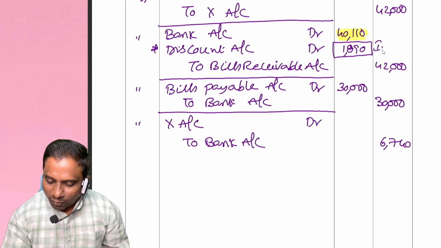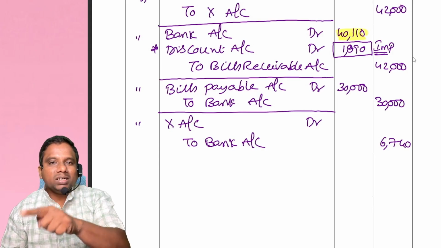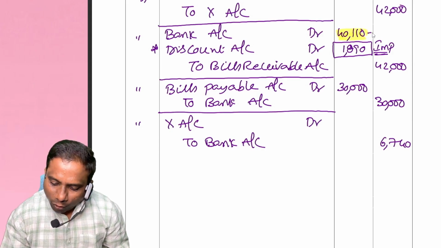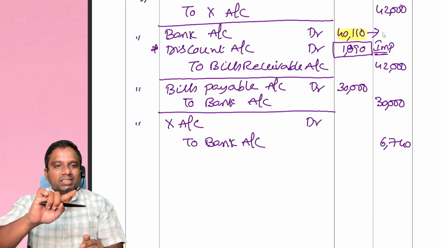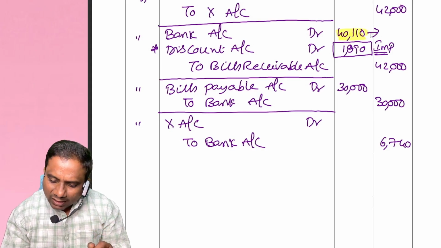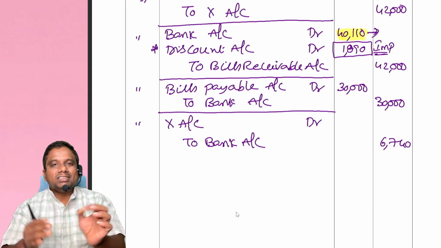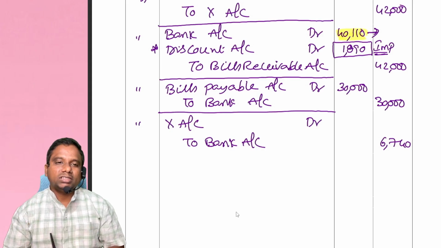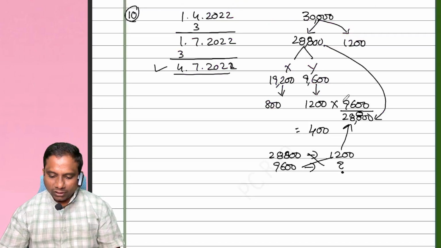This is very, very important. Most of the students get confused here. How to distribute the second bill discount between both the parties? Same. In the same ratio in which this 40,110 rupees is utilized by X and Y, the discount is also shared. I repeat, second bill proceeds how much? 40,110. How is this 40,110 utilized by X and Y? In the same ratio, discount is also shared. That we need to calculate. Very important calculation. Observe carefully.